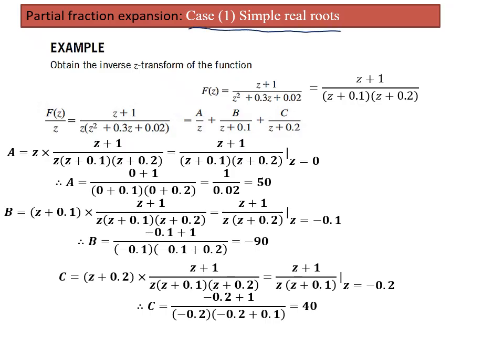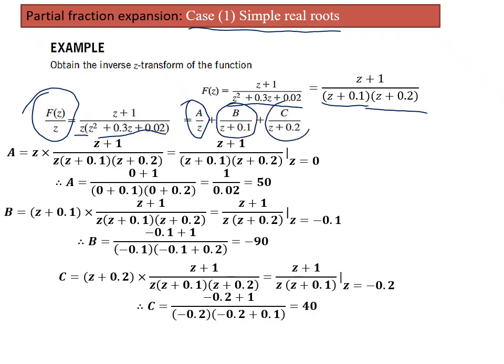Case 1, simple real root. We have z plus 1 divided by z squared plus 0.3z plus 0.02. We factorize the denominator to z plus 0.1 times z plus 0.2. Then we divide both sides by z. We get f of z divided by z equals z plus 1 divided by z times z squared plus 0.3z plus 0.02. We have three partial fractions, a over z, b over z plus 0.1, and c divided by z plus 0.2.